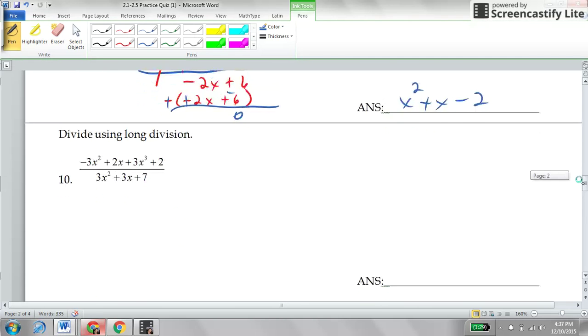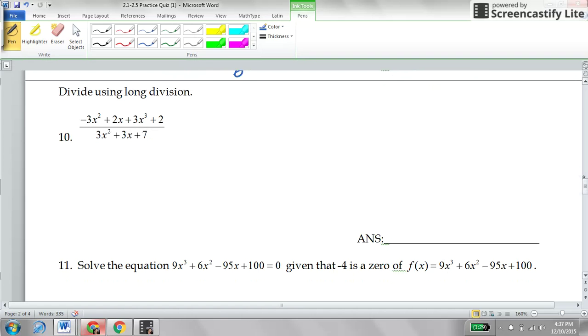The next one is going to be a little bit harder for several reasons. First, this top part is not in order, so the inside part needs to be rewritten as 3x cubed minus 3x squared plus 2x plus 2. Okay, we're not missing anything, but now we're going down 3, 2, 1, no x's. 3x squared plus 3x plus 7. Now, whereas the last one we could have checked via synthetic division, this one we can't so much because this is x squared.